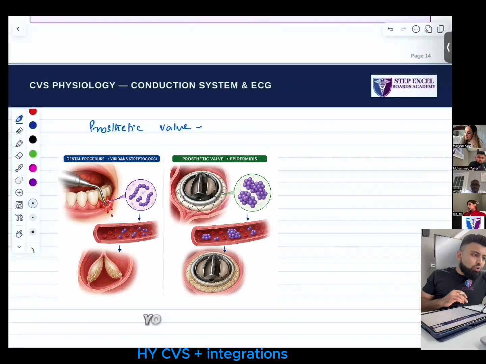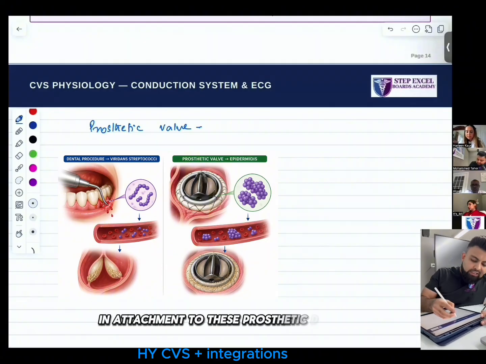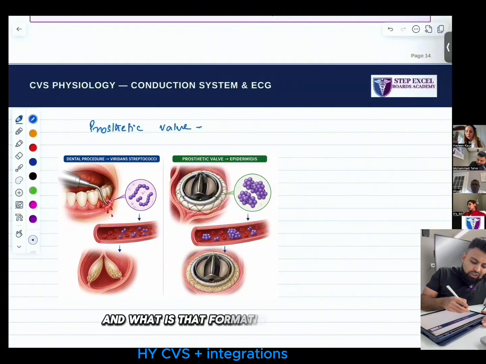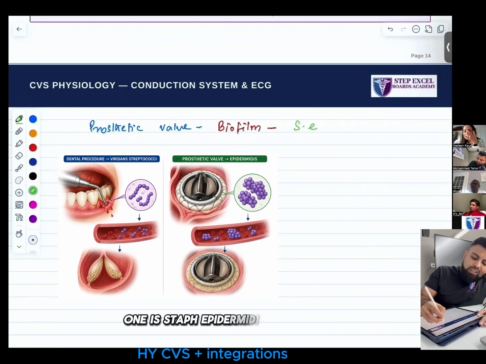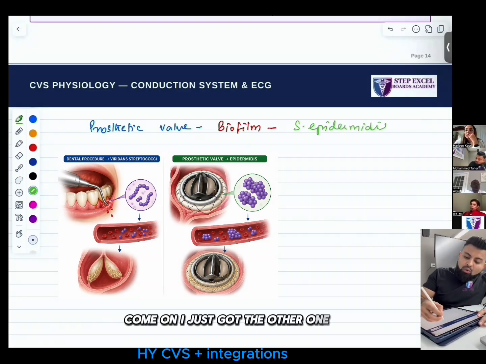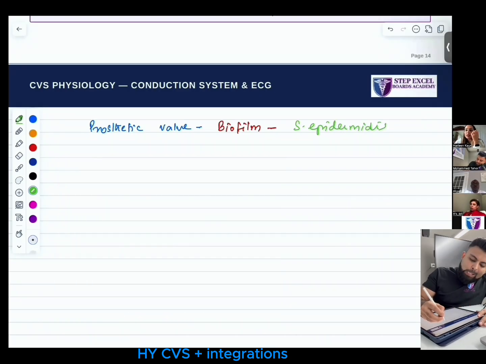By the way, guys, you also need to remember that Staph epidermidis and the other species we were discussing have some important component which can help in attachment to these prosthetic devices. And what is that? Formation of a biofilm. So can you quickly tell me, guys, what are the different pathogens that form the biofilm? Quick. One is Staph epidermidis. What else? Come on. I just mentioned another one is viridans.